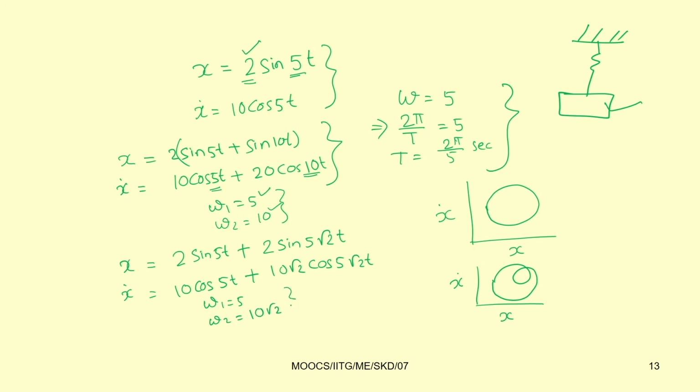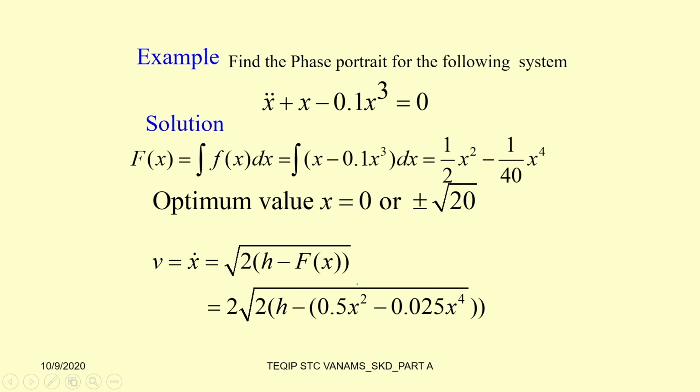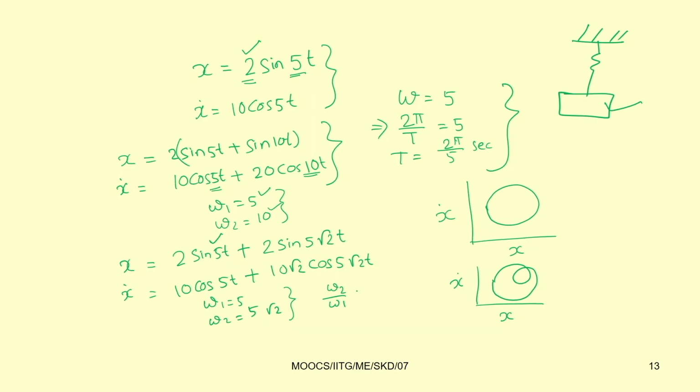So if you see the ratio, omega 2 by omega 1, with omega 1 equal to 5 and omega 2 equal to 5 root 2, the ratio is equal to root 2. Root 2 is an irrational number. In the earlier case the ratio is an integer, but here the ratio is an irrational number.